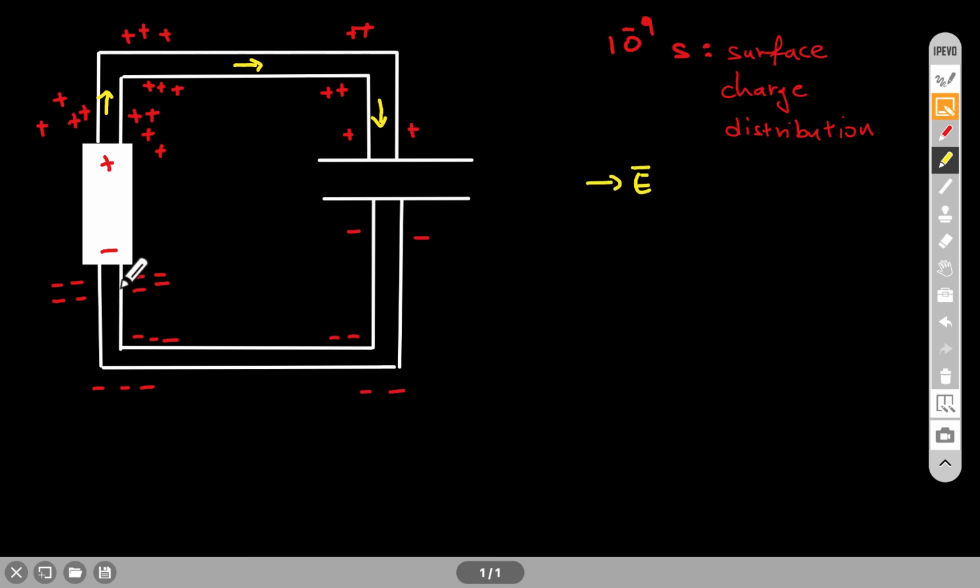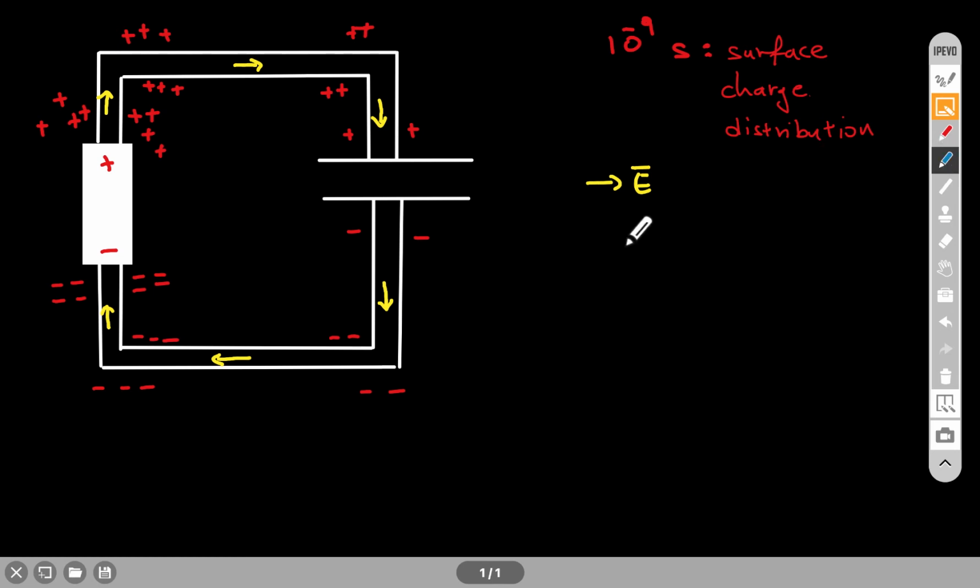And because here I have more negative charge on the surface than what I do here, the electric field inside the wire will point up, and here the electric field will point to the left, and here the electric field will point down.